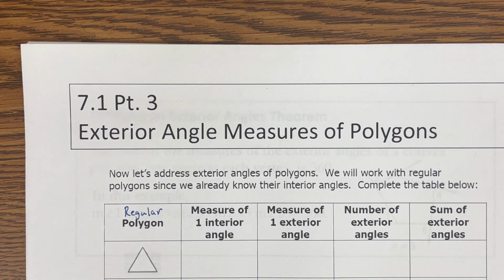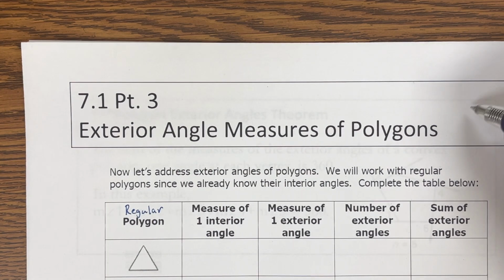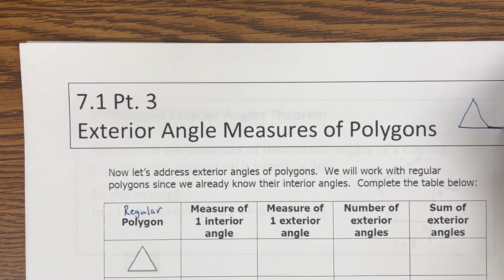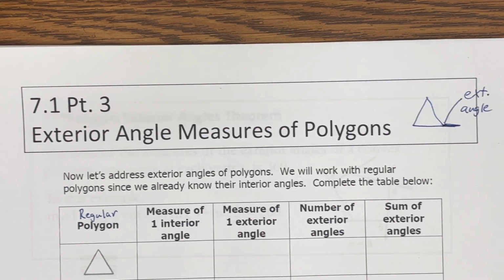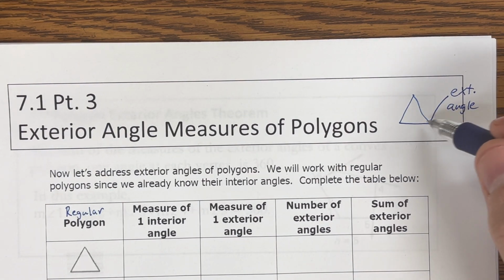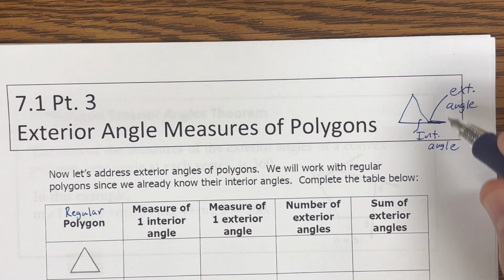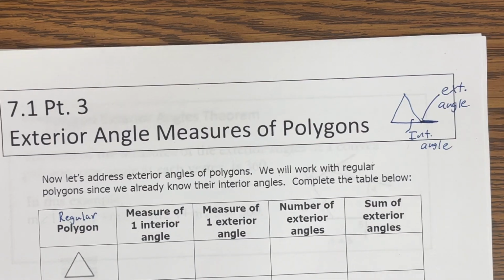All right, so today we're going to focus on exterior angles of polygons. And just a reminder, an exterior angle of a polygon forms a linear pair with the interior angle. So this is an exterior angle, right in here. It forms a linear pair with the interior angle. This is the original interior angle, and the exterior angle just forms that linear pair. So together those two have to add up to 180 degrees.